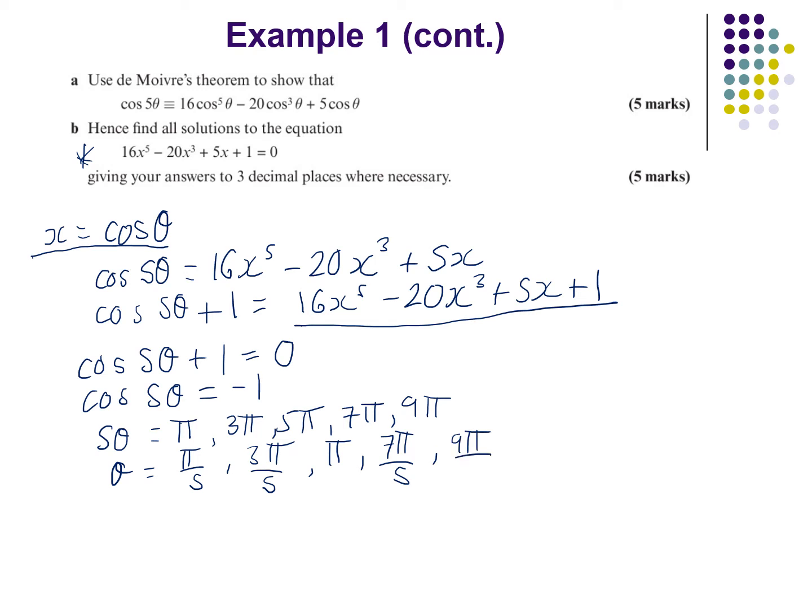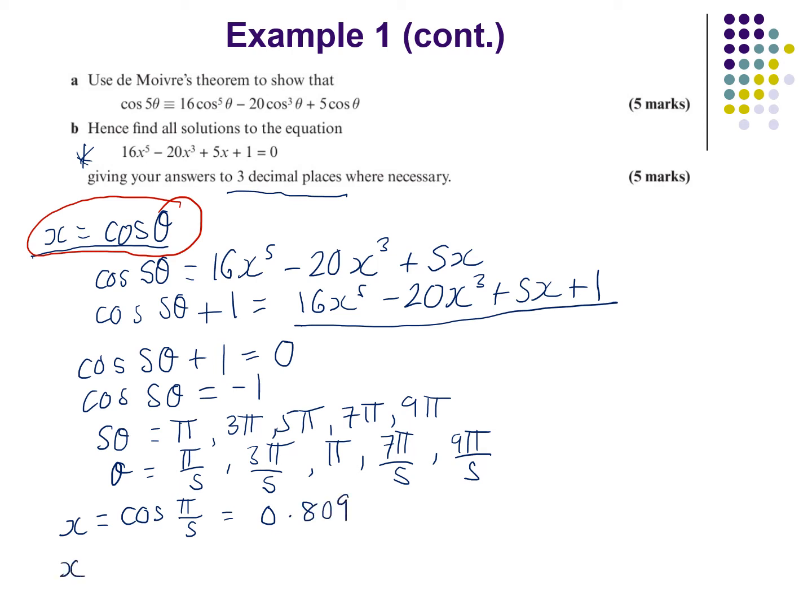Now here's the point in time where if you hadn't written this bit at the beginning, you might well think your job is done. It is not, because these are answers for theta, not answers for x. So I have to put them back in, all right, to get my answers for x, because the equation I'm solving is in terms of x, not theta. So x equals cos pi by 5. Now if it was me, that is a nice exact value and I would leave it like that. But the examiner has said he wants 3 decimal places, so let's give him what he wants.